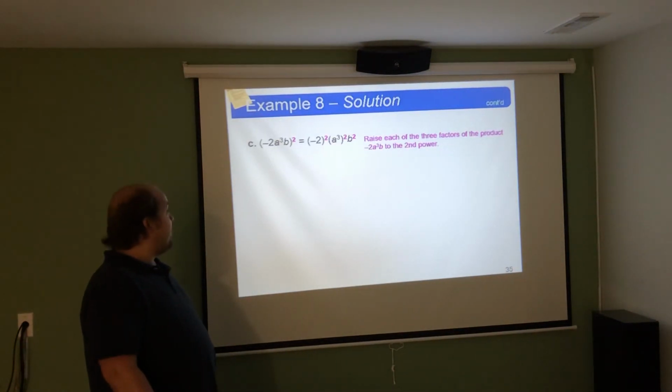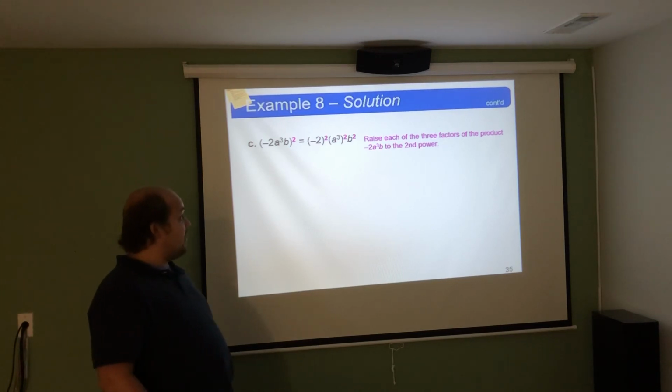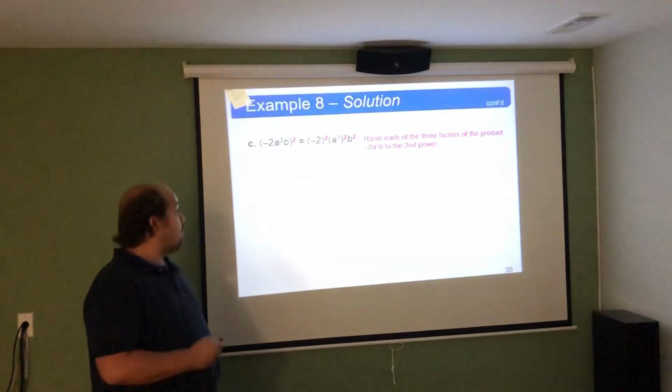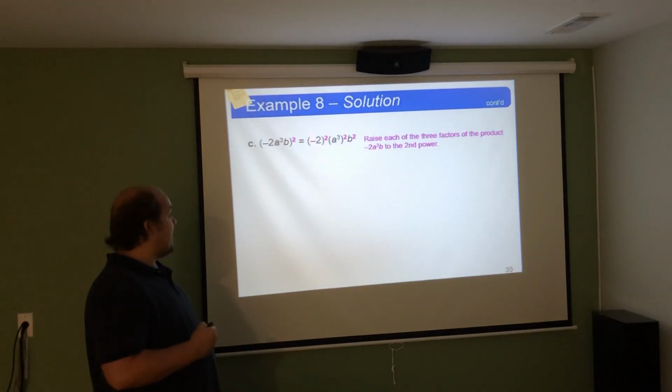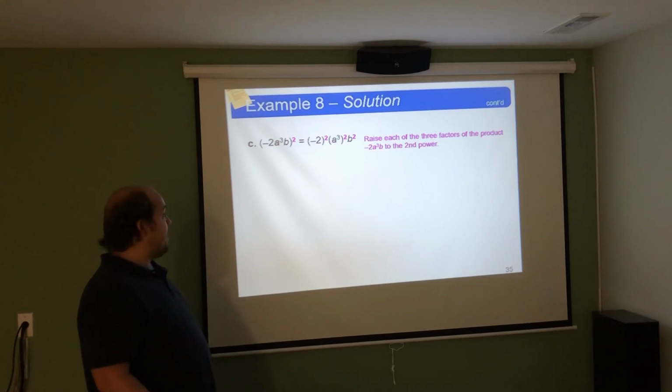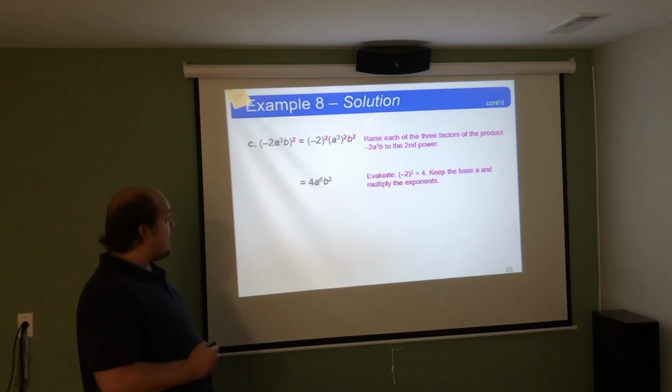Again, when I do it here for negative 2, a to the third b, each individual part gets taken to the second power. Remember that when this negative sign is attached here being taken to the second, negative times a negative gives me a positive. So that's why I end up with negative 2 times negative 2 gives me 4. A to the third to the second says 2 times 3 gives me 6. B to the understood first to the second tells me 1 times 2 equals 2.